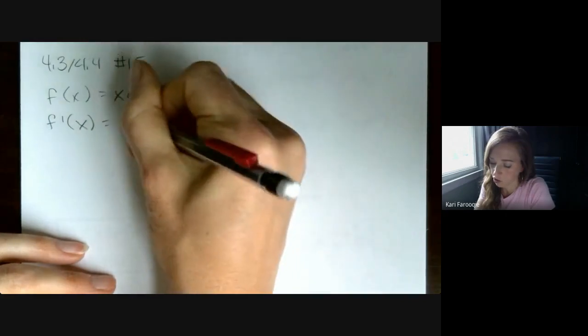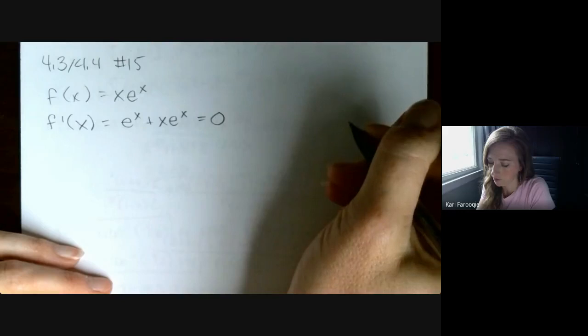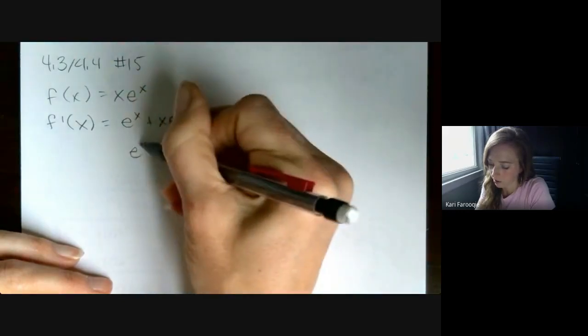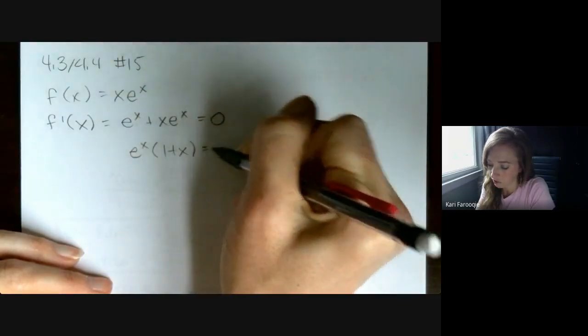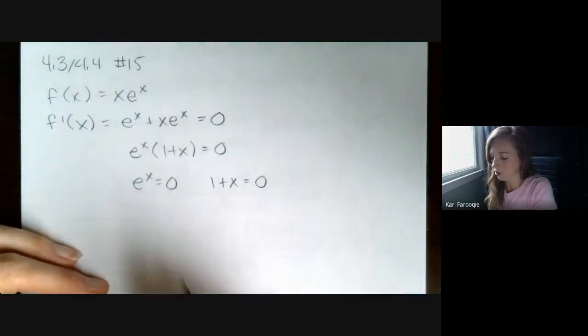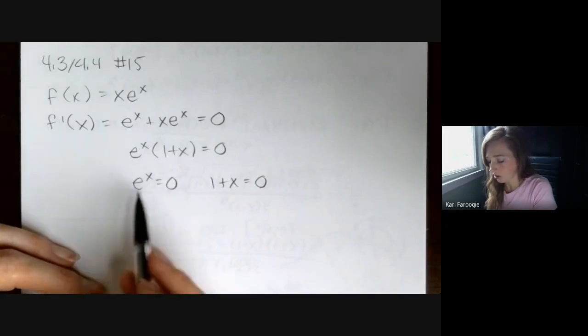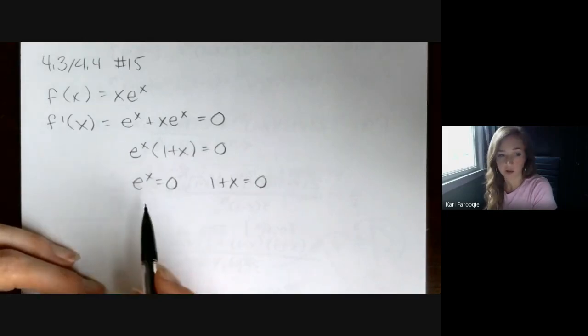So f prime g plus f g prime, and we're going to set it equal to 0. To solve this equation, factor out your e to the x, and then use the zero factor property to solve. You're going to get used to seeing e to the x equals 0. When you see that, just remember that your exponential function is never going to be equal to 0. It's not going to happen. You can't take this to any exponent and get it to be equal to 0.